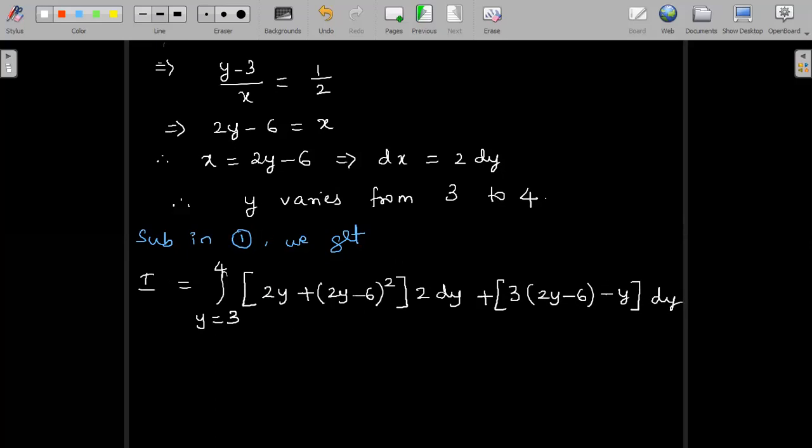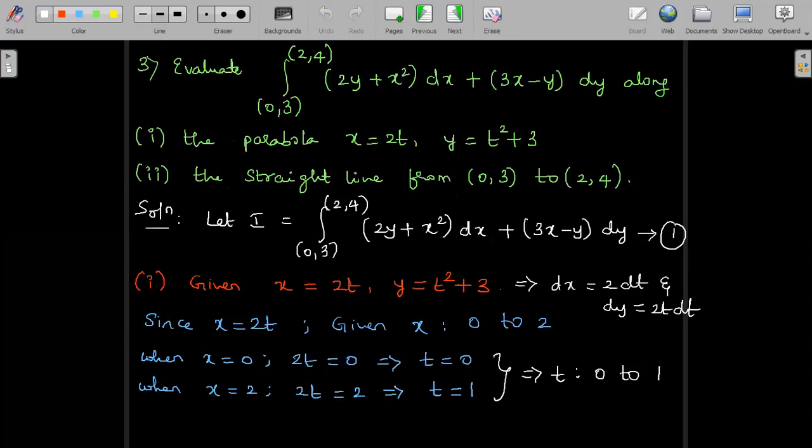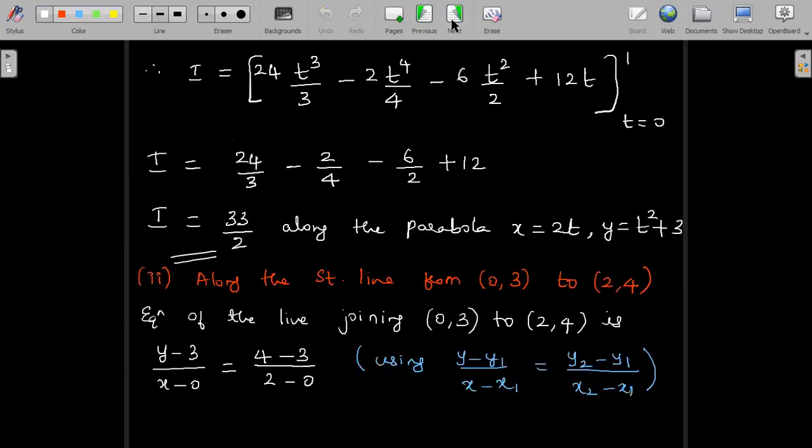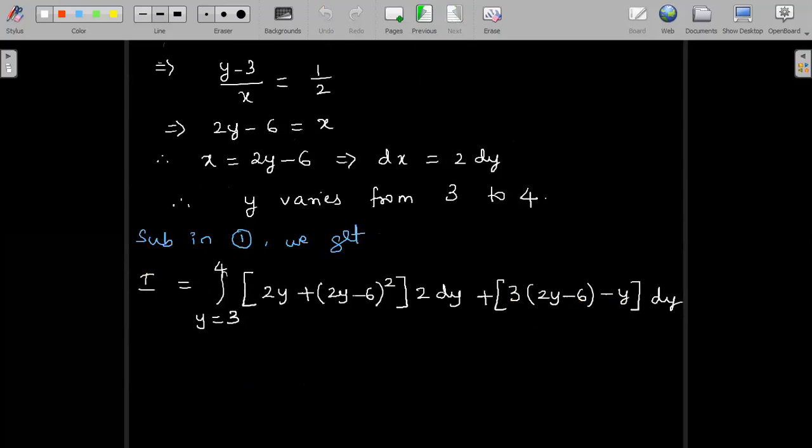So x square we had, that is why 2y minus 6 the whole square is here. And here it is 3x minus y into dy. So that is the reason for 3 into x. x is 2y minus 6 minus y as it is, into dy. So let us simplify this further and do integration by grouping all the like terms together. So like the previous problem, I is equal to integral 3 to 4.